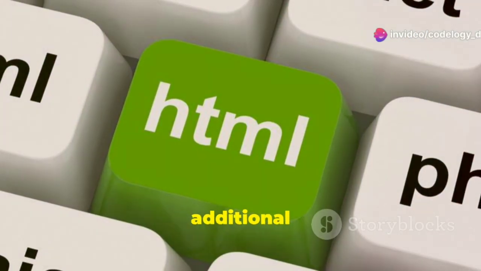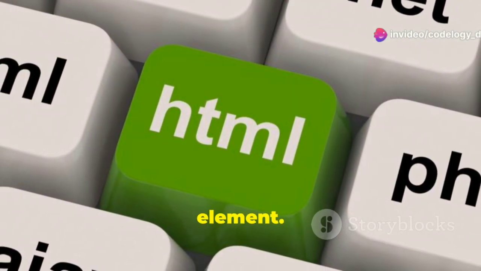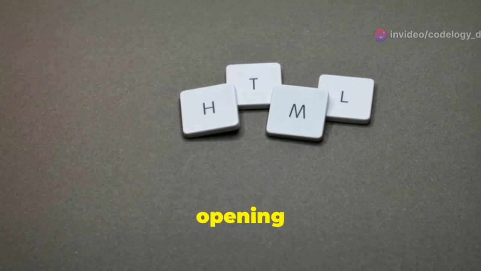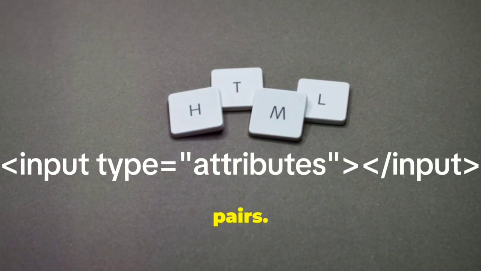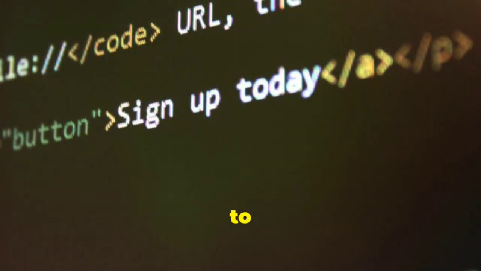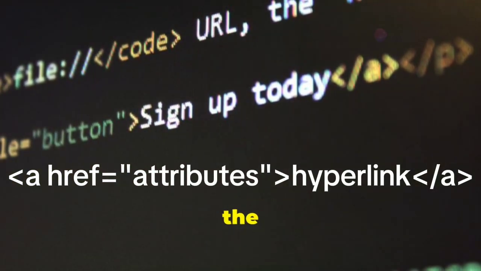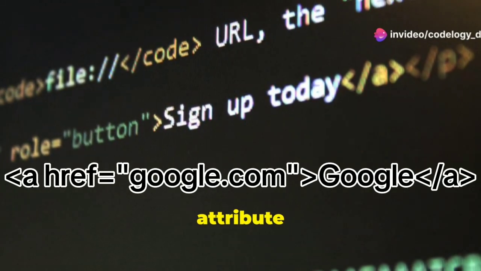Attributes provide additional information about an HTML element. They are always specified in the opening tag and come in name-value pairs. For instance, the tag is used to create hyperlinks. To specify the destination URL, you would use the attribute like this.